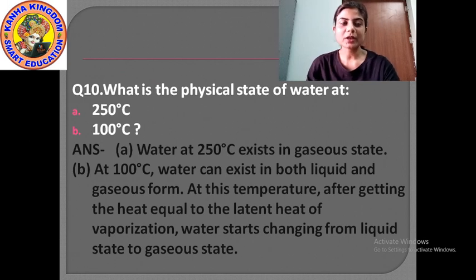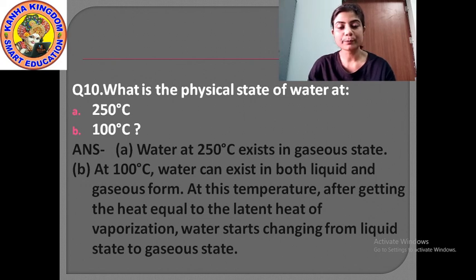So students, now the next question, question number 10: What is the physical state of water at A, 250 degrees Celsius, and B, 100 degrees Celsius? Physical state means in what state the water is at 250 degrees Celsius and at 100 degrees Celsius.